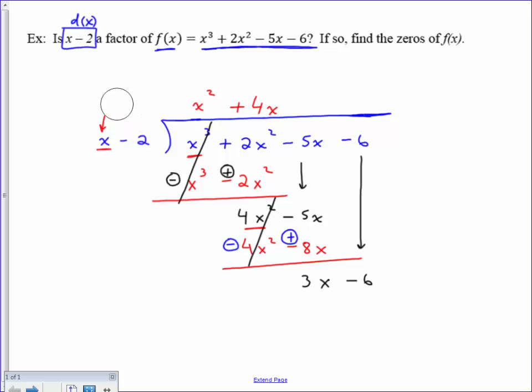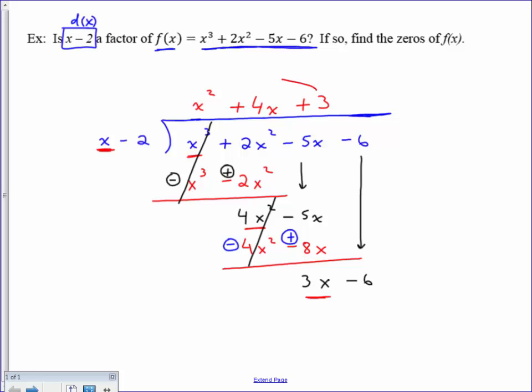I'm going to erase some of my scratch work here. And then this is where I start over. I look here, and I look here, and say what times x would give me 3x? Well, I already have an x, so all I need is a 3. So it would be plus 3 up here. Notice we have our x squared, our x, and our constant. So it's in descending order along the top.